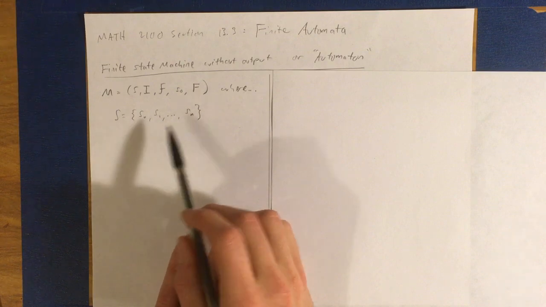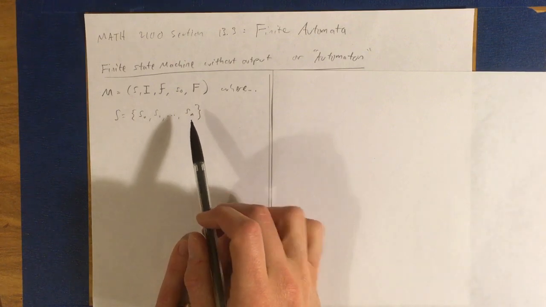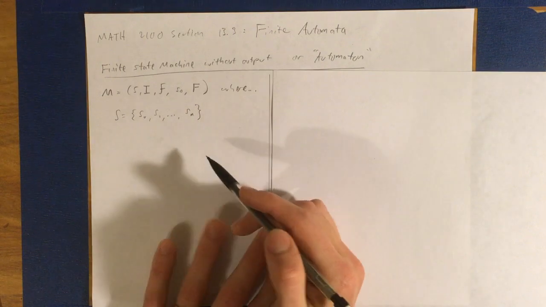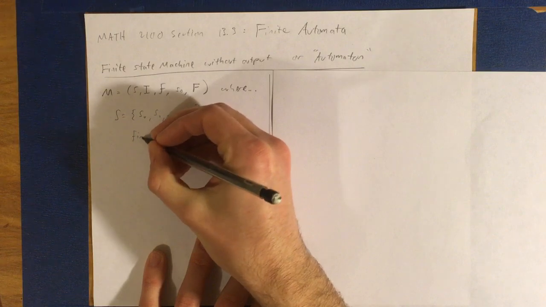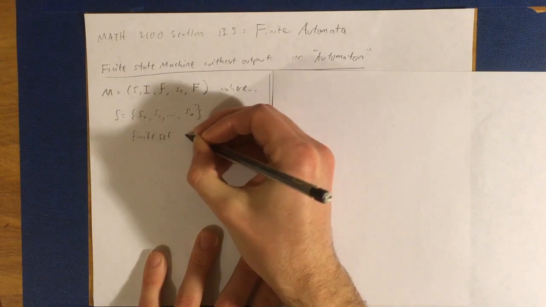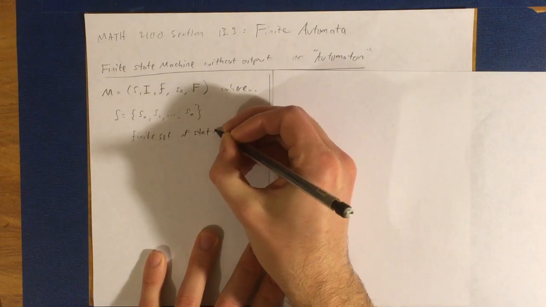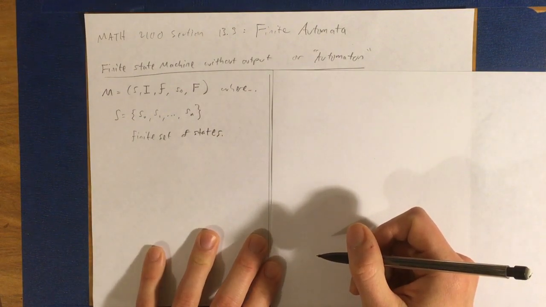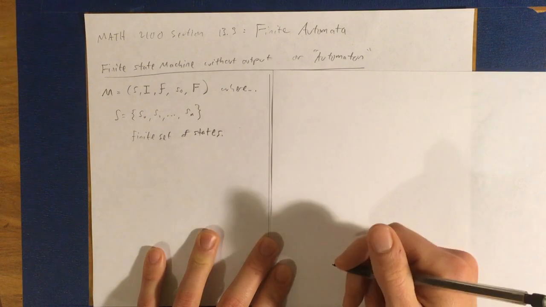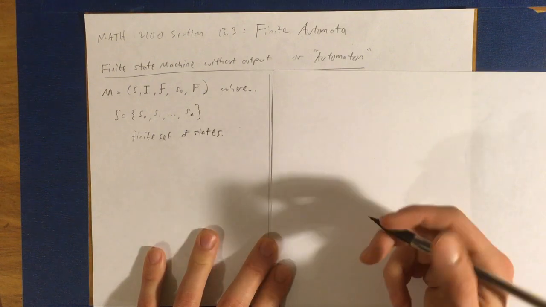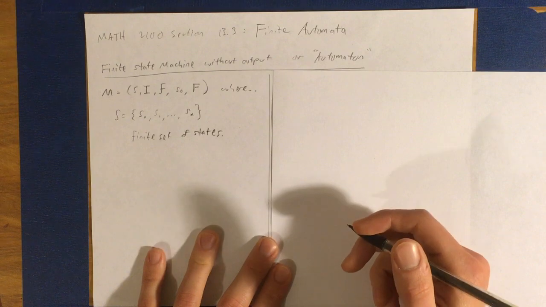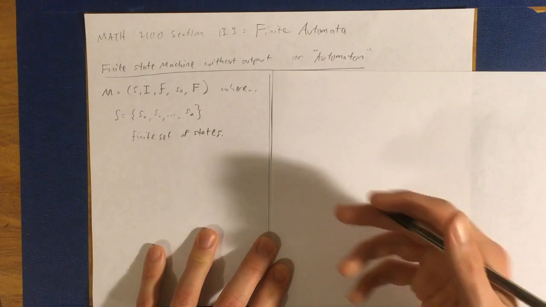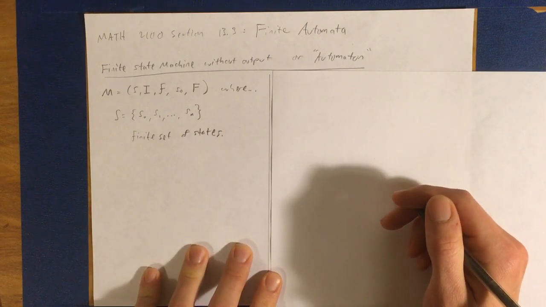And what order they come in doesn't particularly matter, as long as they're just distinct from each other. Okay. So this would be some finite set of states. And you might ask, well, how many states are you going to need? Well, that depends on the language you're trying to check, and it also depends on how you are designing the machine. So we'll determine how many states we need as we go when we build the machine itself.